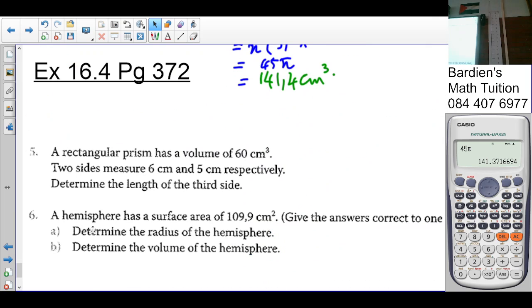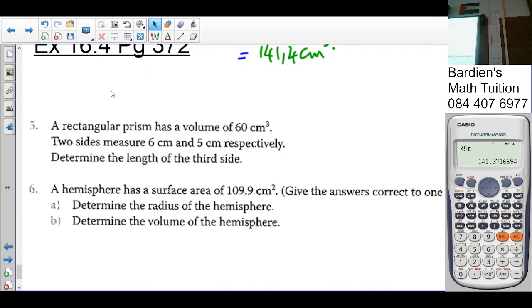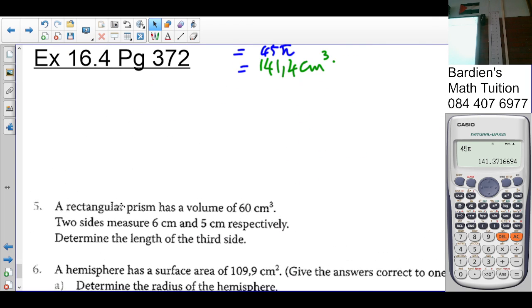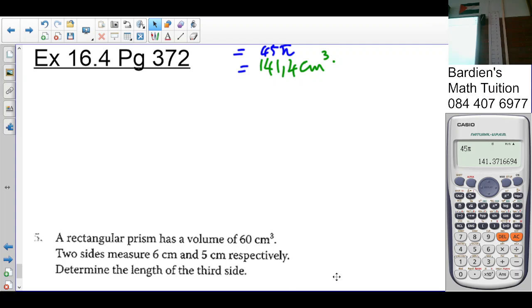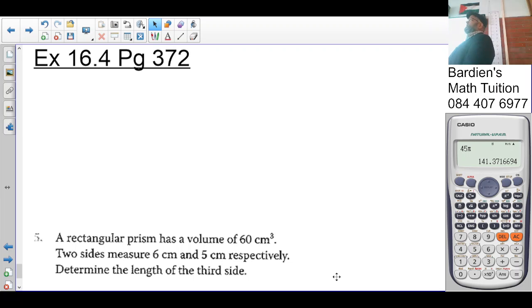Okay, next question, question 5. In question 5, there's a couple of nice questions I'm going to put in your exam. I'm just saying that too late now.